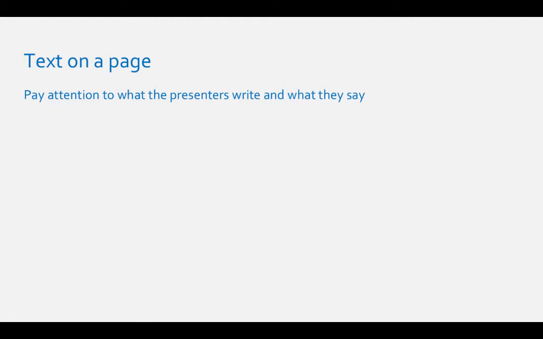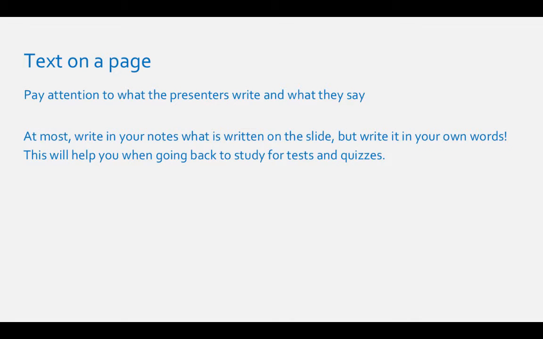If they give you a page with a lot of text on it in a video, pay attention to what they write and what they say. Usually they write down only the important points, but they expand on those points in the audio. At most, write in your notes what is written on the slide, but write it in your own words. This will help you when you go back to study for tests and quizzes. If you just write what the presenter wrote, you might not understand something that is written.